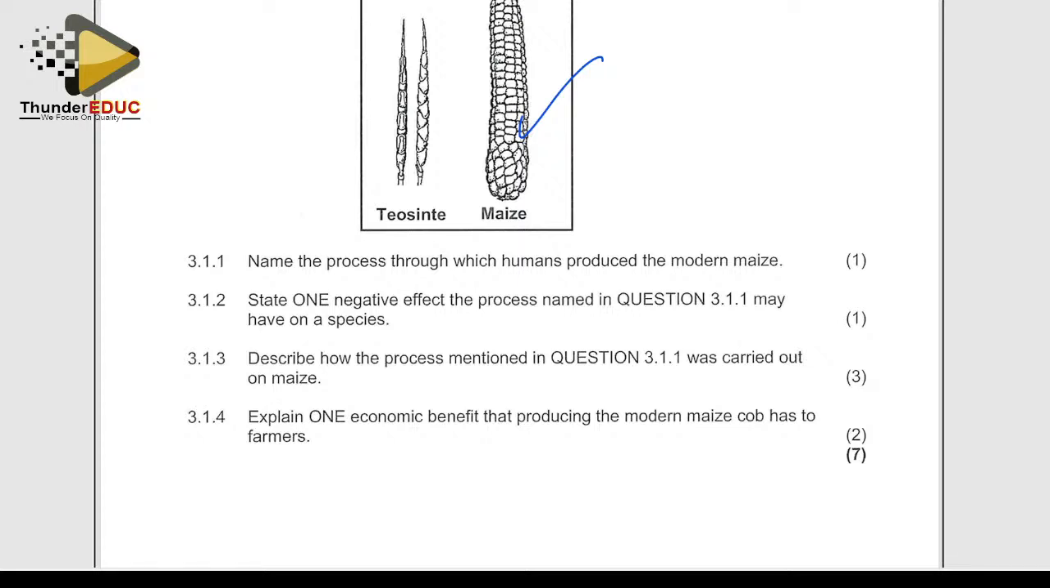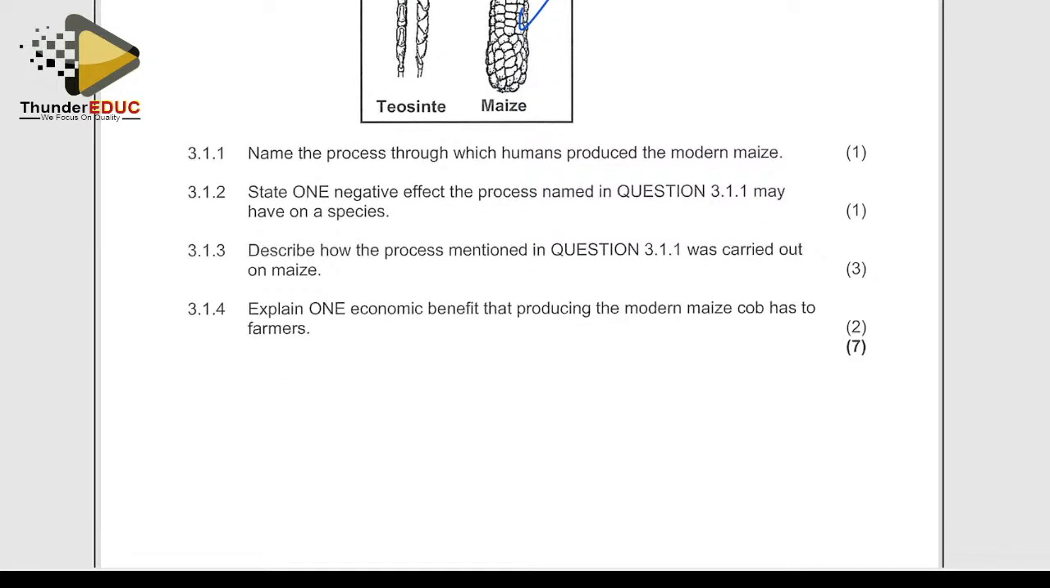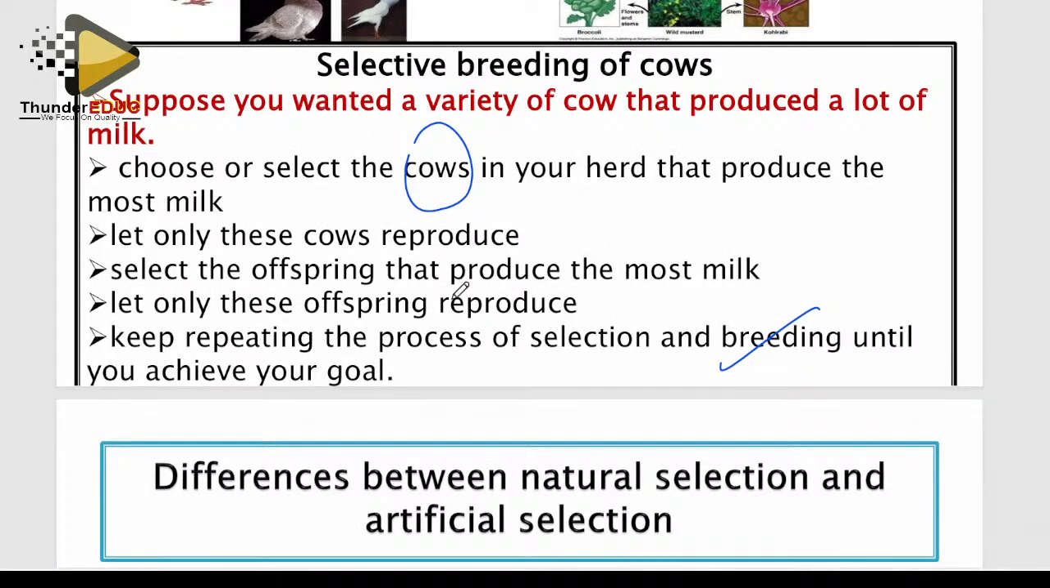Okay, we are done with that. Explain one economic benefit of producing the modern maize cob to the farmer. Yes, the modern maize cob brings about more food availability, and then they can sell it and get money. You understand? So basically that's it.